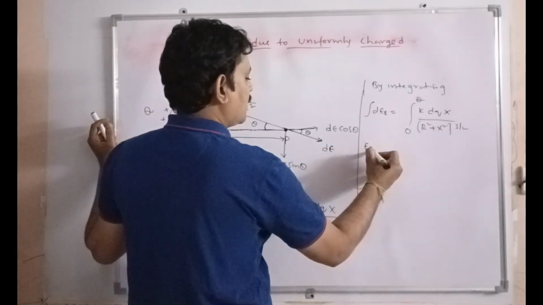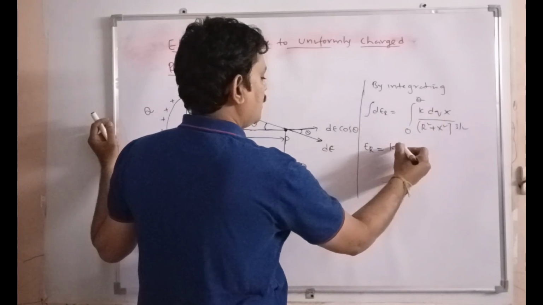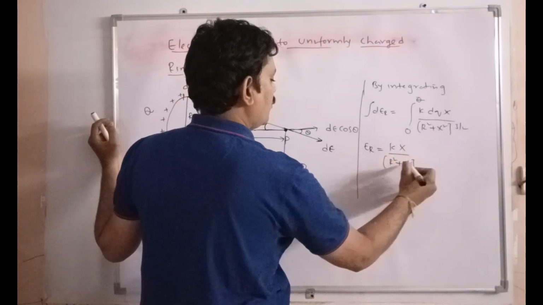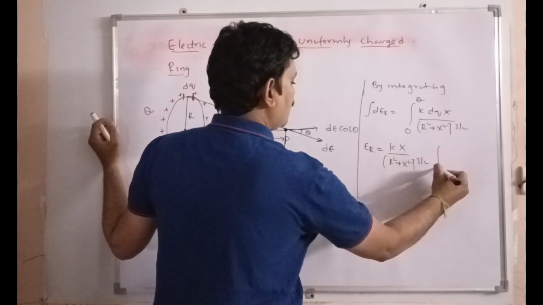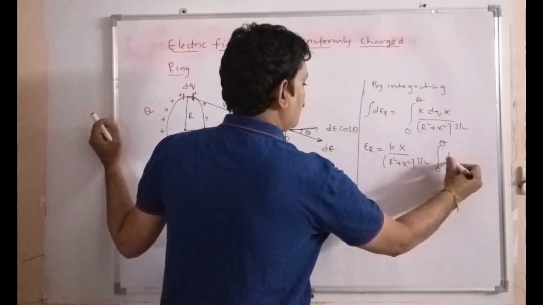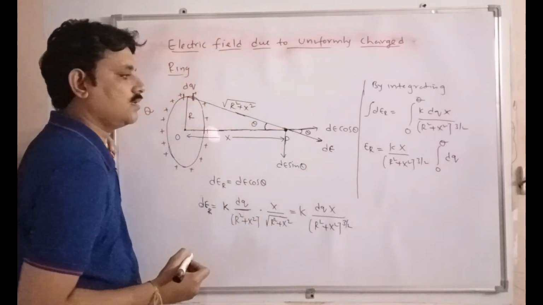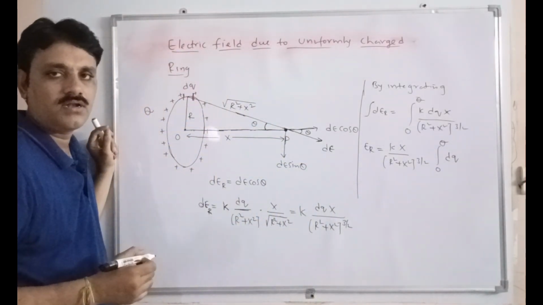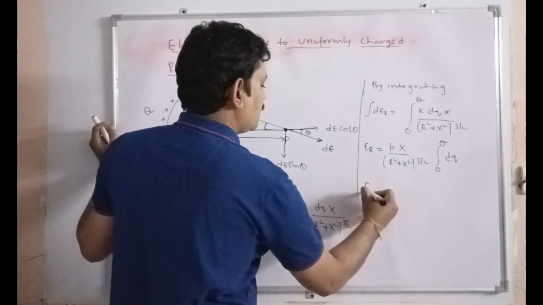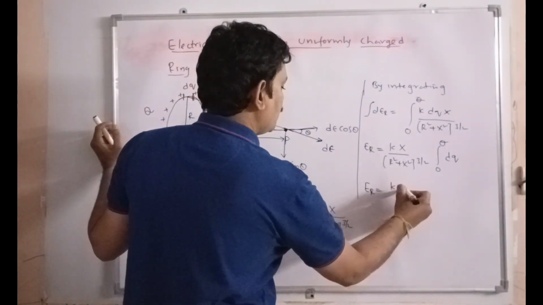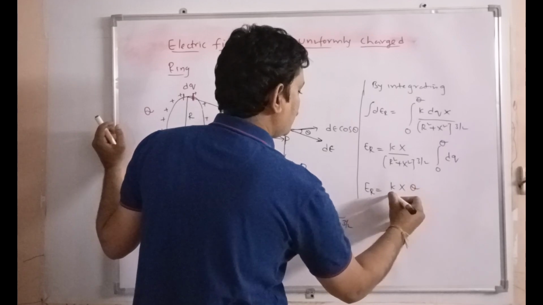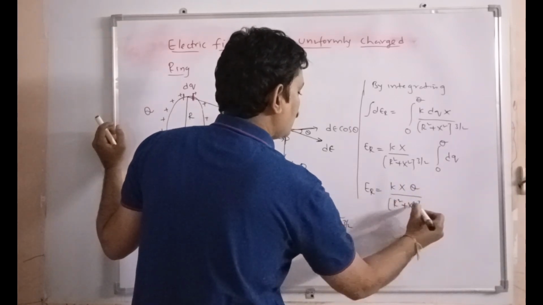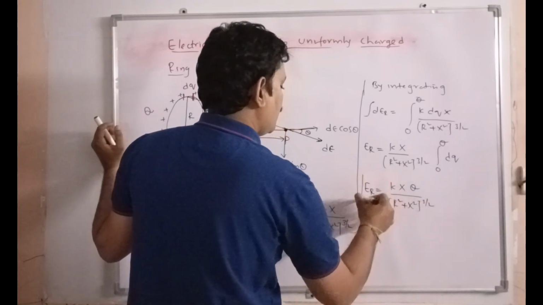So E_R is equal to k x by r square plus x square whole power 3 by 2 into the integral from 0 to Q of dq. Finally, the integral of dq is nothing but Q, so the resultant electric field is equal to k into x into capital Q by r square plus x square whole power 3 by 2.